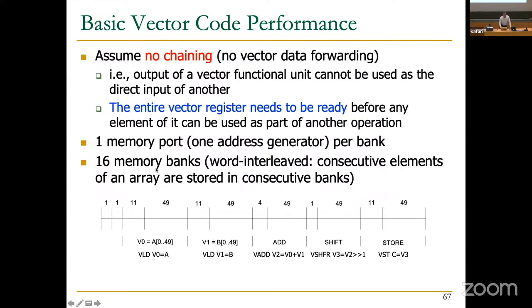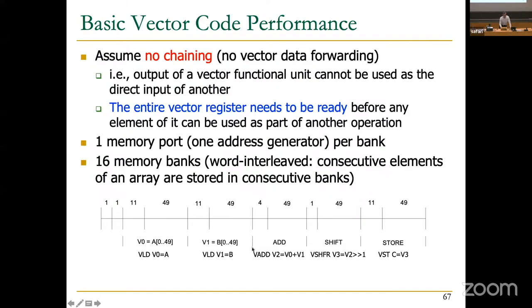And because we have only 1 memory port, we cannot start the next load concurrently, because all of these banks are now busy servicing the elements for this vector load, right? So the next vector load can start at this point. I guess you could potentially schedule it a bit earlier, but I'm making it a little bit easier to analyze here. The first element of the next vector load comes after 11 cycles, and the consecutive elements come after 49 cycles.